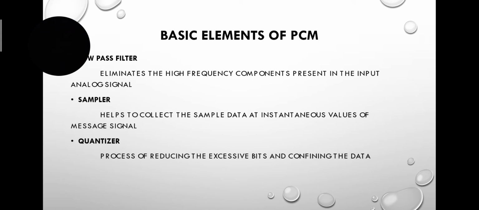Quantizer. Quantizing is the process of reducing the excessive bits and confining the data. The sampled output, when given to the quantizer, reduces the redundant bits and compresses the value.